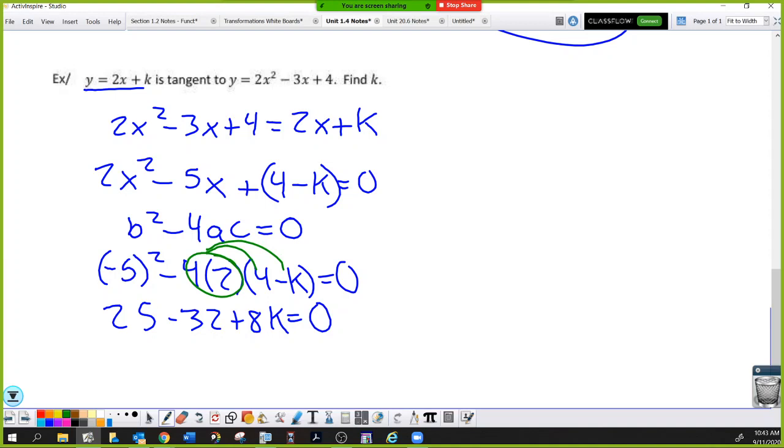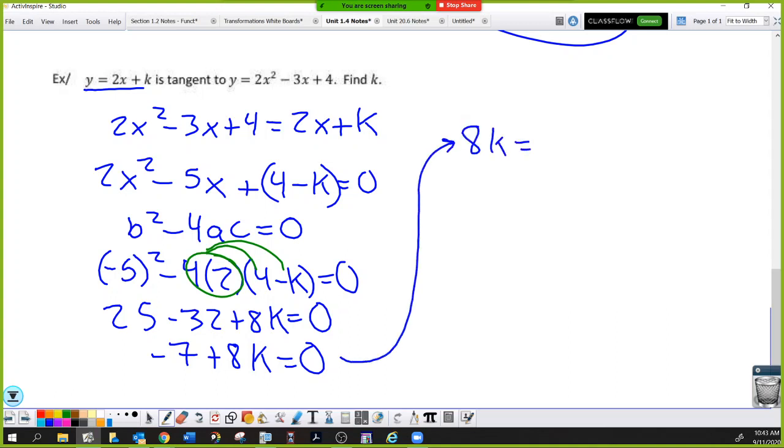And you go, okay, well, 25 minus 32 is -7. Add 7 to both sides and divide by 8. Adding 7 to both sides gets me here, and then dividing by 8 gets me to k equals 7/8. Oh, we must have messed up, the answer's a fraction. No, it happens a lot. You'll get used to it. It's not a big deal.